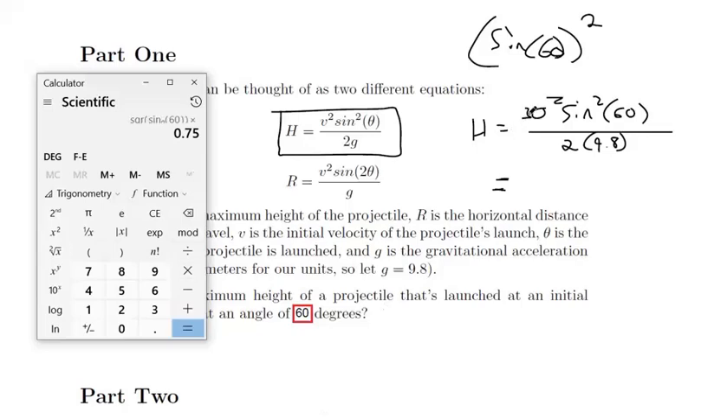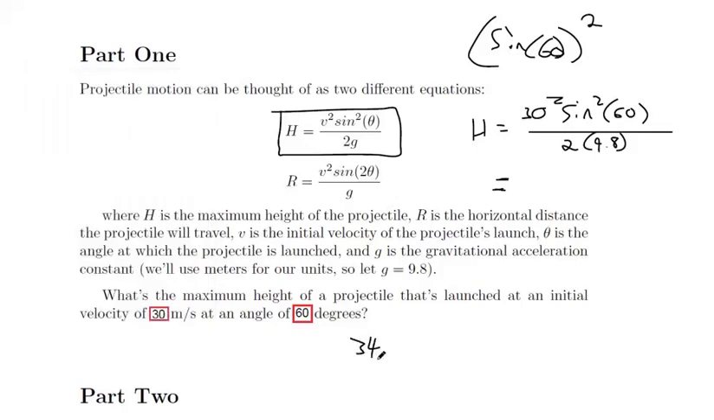I'm going to multiply that times 30 squared, and then I'm going to divide it by 2 and divide it by 9.8. So I got a height of 34.43 meters. Okay.